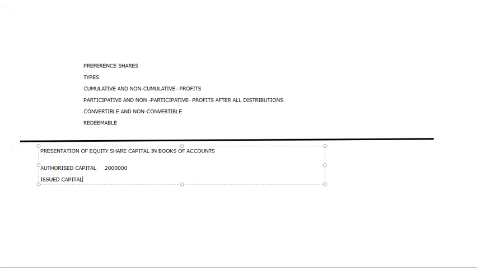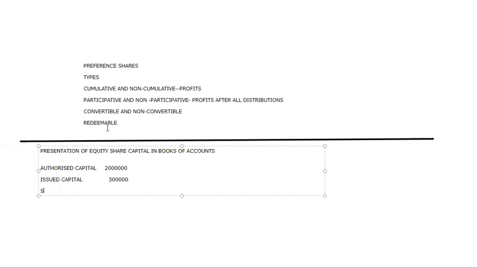Issued capital, how much did I say? I required hardly 5 lakhs, because as of now my business is only this much, so I need only this much. Because if I issue extra, it becomes a burden for me, because I have to pay that much dividend. So that is the reason: whatever capacity the company has, they go for issuing only that much.